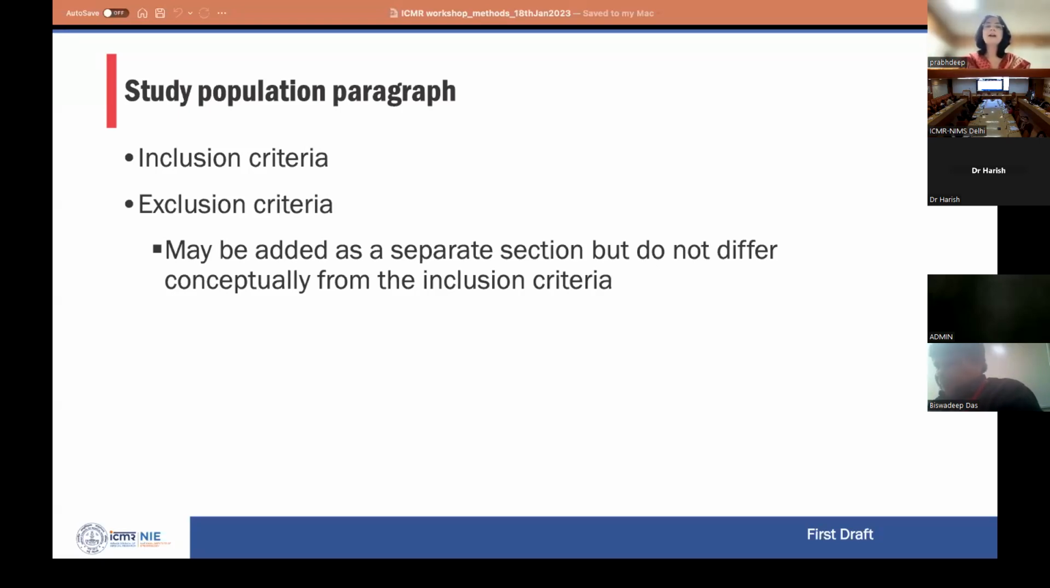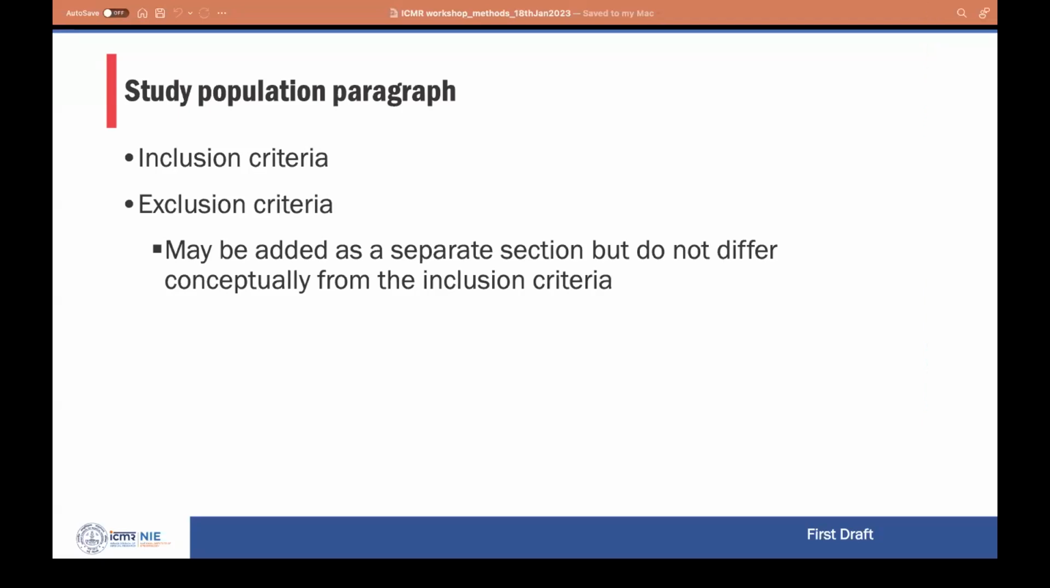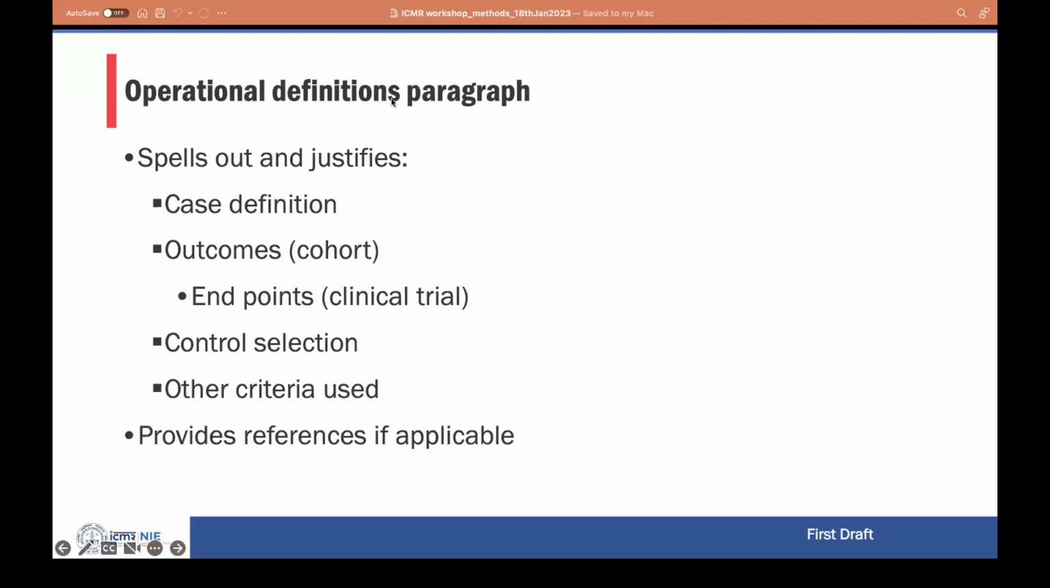So inclusion criteria really need to define what age, gender, characteristics, and if there is any specific type of group you want to study. There are certain studies you may do, let's say, in a certain occupational group. You may say this study will be among people who work in a certain kind of industry and so on. So that's about the population. Then coming to the operational definitions, which is very important. You need to really spell out your case definition very clearly. So for example, if your study is on diabetes, you need to say, what do you mean by diabetes? What is the definition you're using?